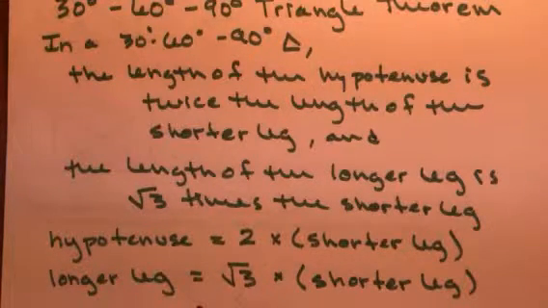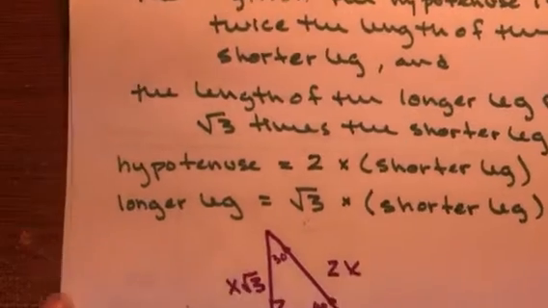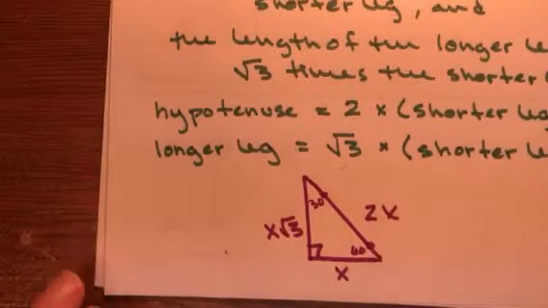And I want you to pause for a second and get that written down. And then once you do, be sure also to copy the triangle that shows our 30, 60, 90 ratio. And there it is.